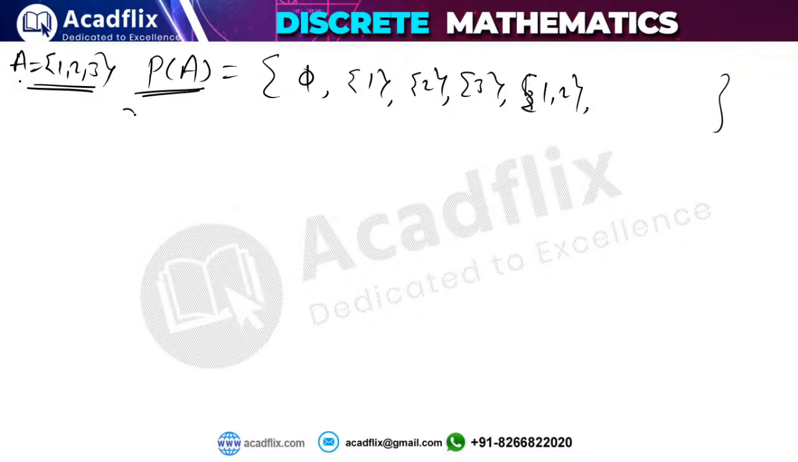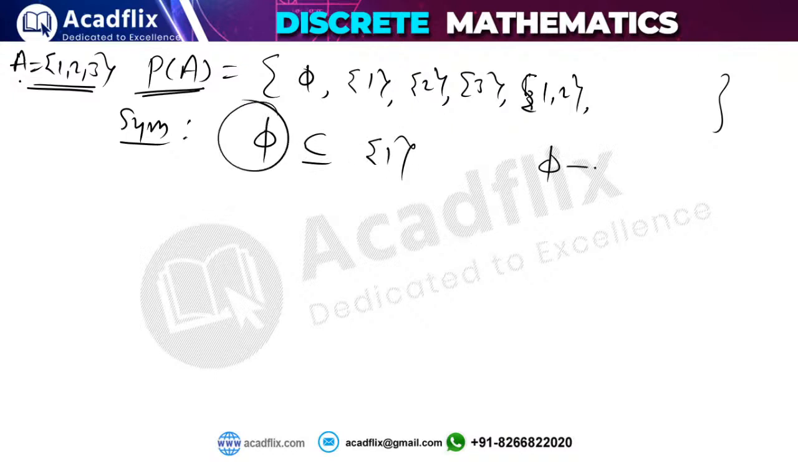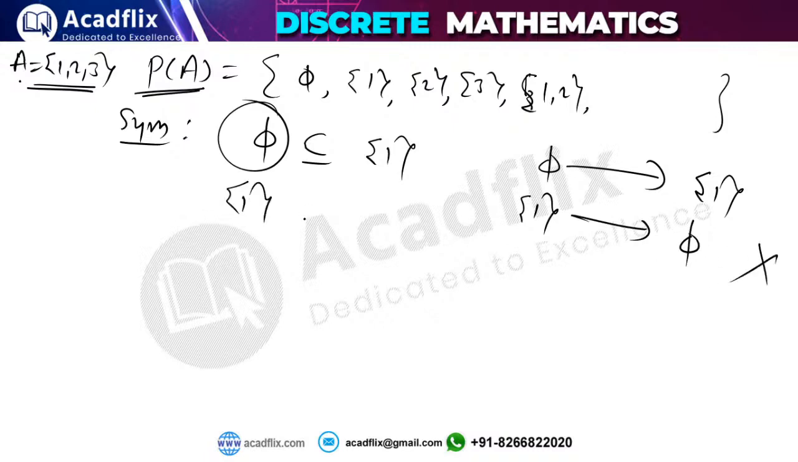Now let's check for symmetric property. It is not symmetric. Why? Because for example you can see this phi is a subset of this. Means this element is related to this element. Symmetric property says that this element should also be related to this element, but it is not happening. You can see this is not a subset of phi, so that's why this is not symmetric.